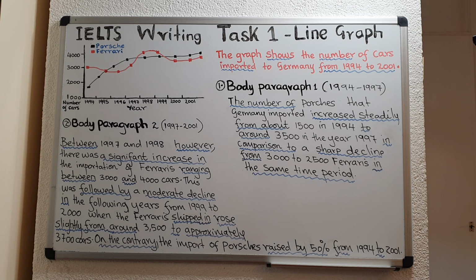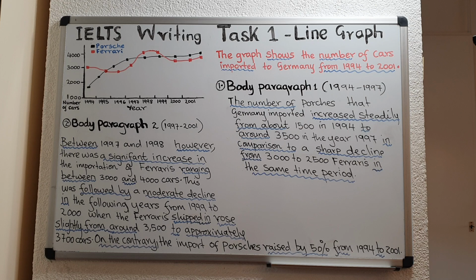from 1999 to the year 2000, the Ferraris that were shipped in rose slightly from around 3,500 to approximately 3,700 cars. Okay? Now, in reality, that should have been, this was followed by a moderate increase.